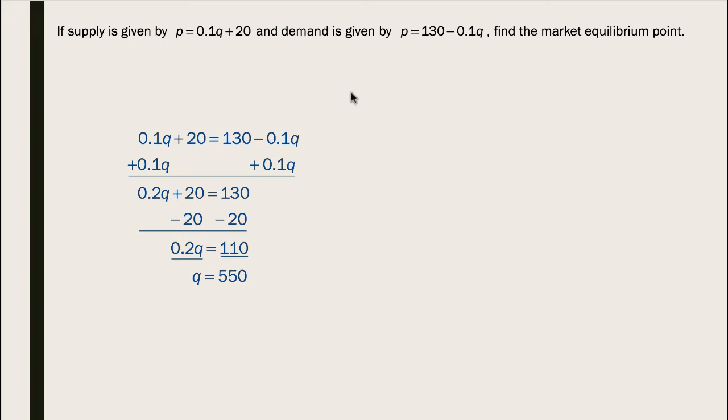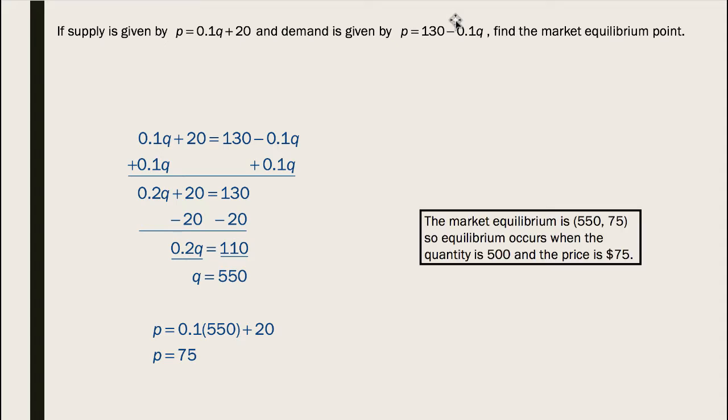In order to find the price, you can plug into either one of these two equations. I'm going to pick the first equation, but if I pick the second equation, I should get the exact same value of $75. So that means my market equilibrium point is 550, 75. So equilibrium occurs when the quantity is 550 and the price is $75.